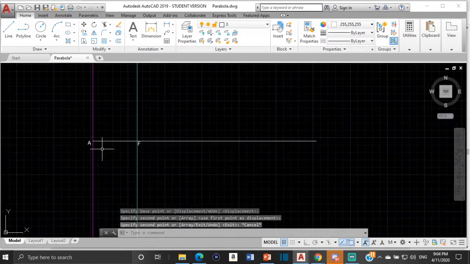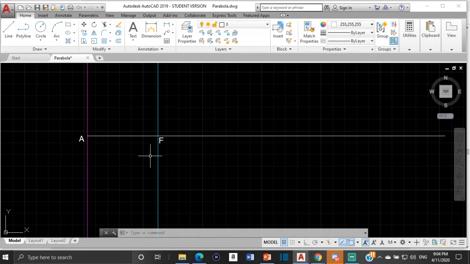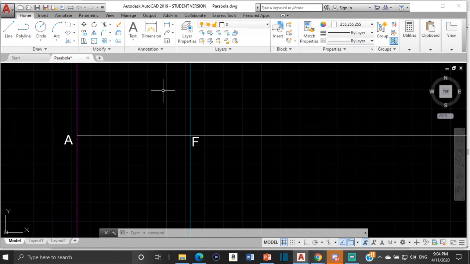Now this is my directrix and this is my focus. I was given the ratio of eccentricity, and the ratio of eccentricity is 3/3 for this parabola. As I said before, for the parabola the ratio of eccentricity is always going to be 1, and if you divide 3 by 3 you get 1. So I'm going to add the 3 that is the numerator plus the 3 that is the denominator, and I'm going to get 6. What I'm going to do with that 6 is divide AF into 6 equal parts.